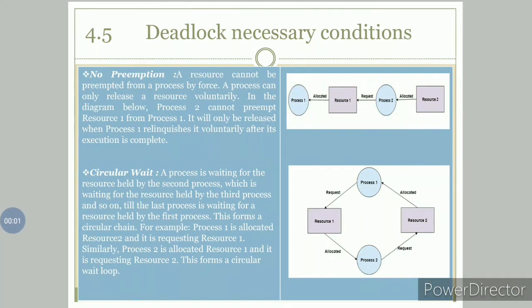So let us see what circular wait says. A process is waiting for a resource held by the second process, which is waiting for a resource held by the third process, and so on, till the last process is waiting for a resource held by the first process. This forms a circular chain. The term circular means it has to form a circuit. This condition is very important in order for deadlock to occur. So these are the deadlock necessary conditions.